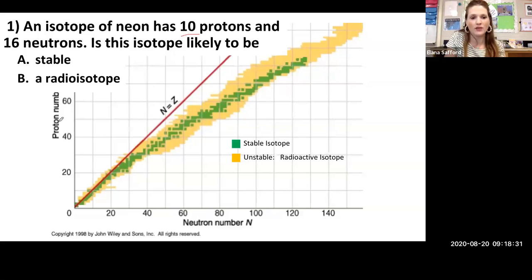We're going to look and find protons. It is on the y-axis. So we've got 10 protons over here, and 16 neutrons. Neutrons is on the x-axis. If this is going by tens, which it is, this would be 10, and it's got 16, so this would be 15, 16, approximately, right?